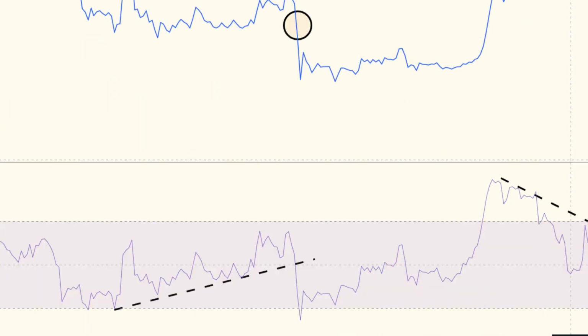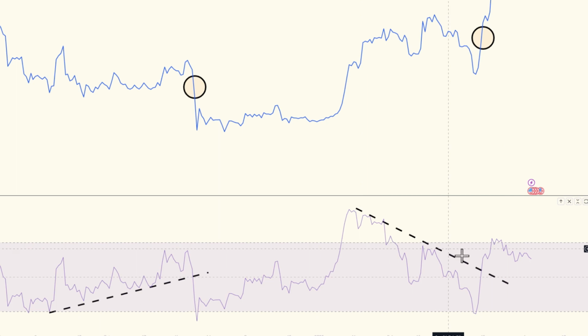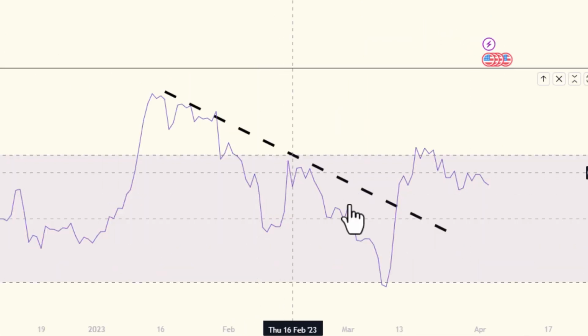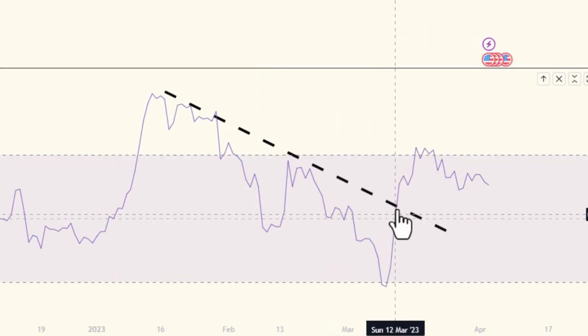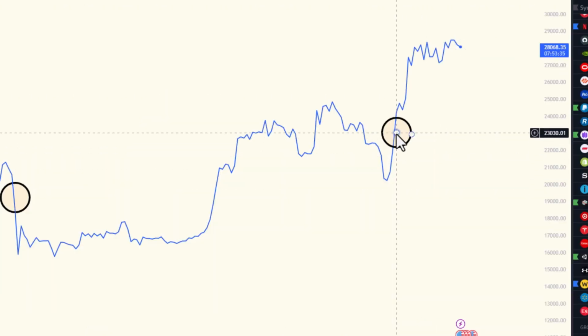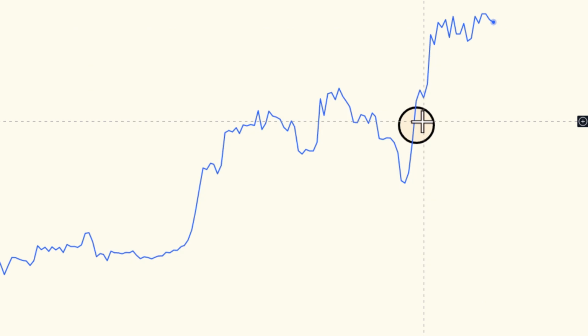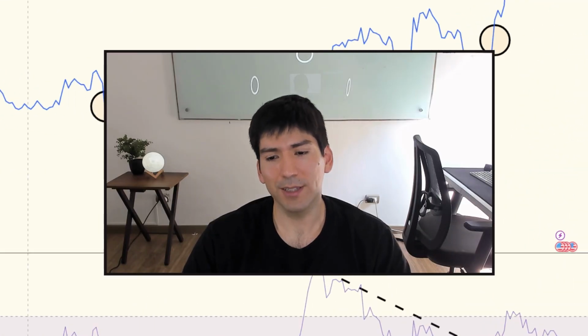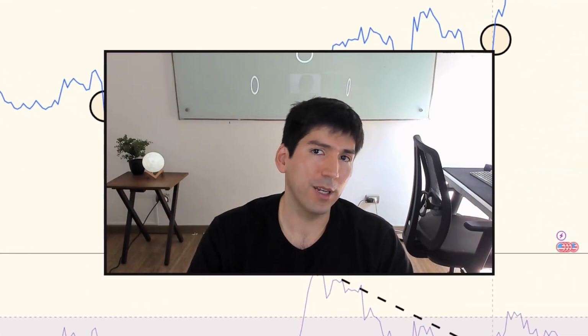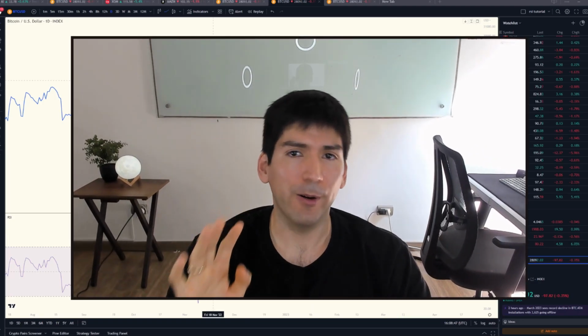On the other hand, let's see here that this trend line acted as resistance. You see resistance here, and when it was broken, the price finally started trading to the upside. So this was the third use, to create support and resistance lines on the oscillator and check when those lines are broken.